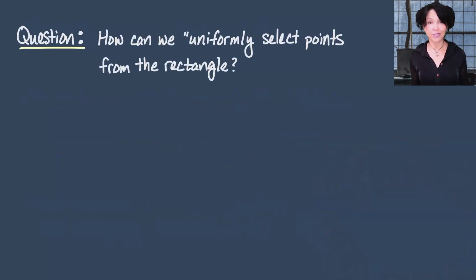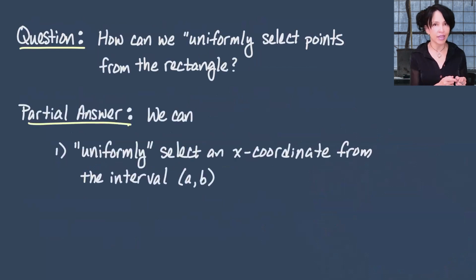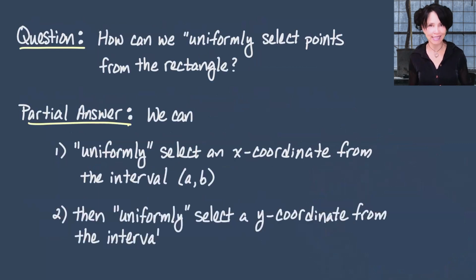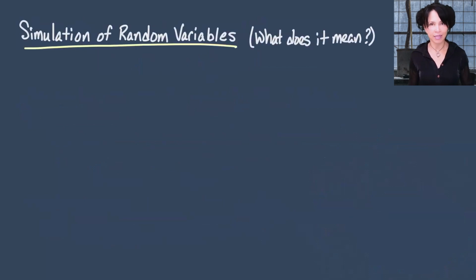As a partial answer, I could tell you this. We can, number 1, select an x-coordinate uniformly between A and B, and then number 2, select a y-coordinate uniformly between 0 and C, which really doesn't answer the question because we don't know how to do either of these things. But we're breaking down the problem to a smaller problem. And before I answer these questions for you, I'd like to talk about something seemingly unrelated. Let's take a break and talk about simulation of random variables and what it means.